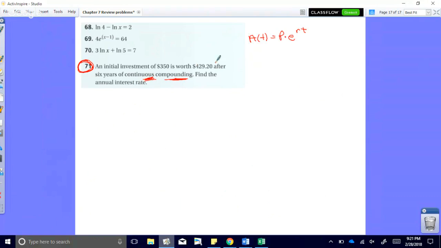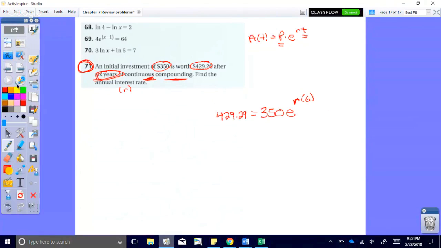So we're going to start to plug in what we know. So the first thing we know is we started with 350. So the P, the principal, is 350. So we know after 6 years, it's worth $429. So it's equal to $429.29. I know I'm going to have an e. The rate is what I'm trying to find. And I know that the time is 6 years. So r times 6. Okay, once I get all the pieces in the setup, it's a solving problem.